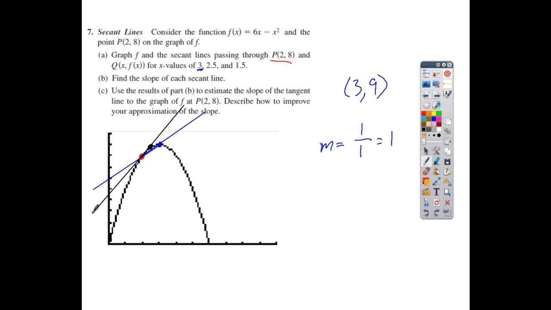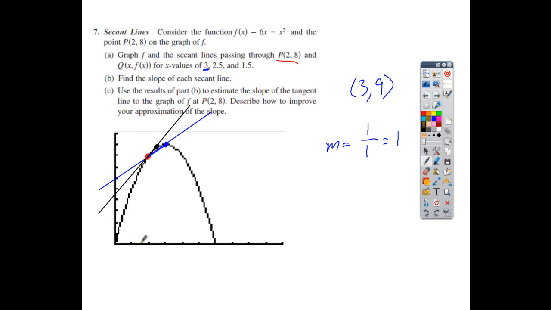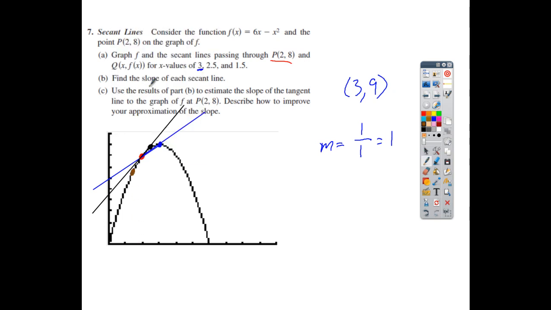Then if I did that with the other, I'll grab a different color, and 1.5. So I've got 1.5. It's about here. Let's do that, 1.5 there, and it goes through that. All right.